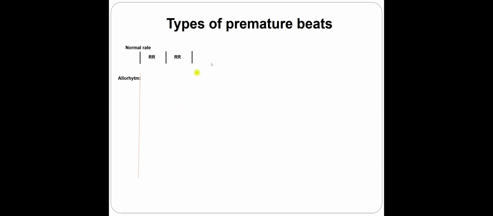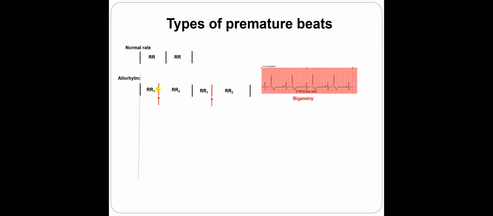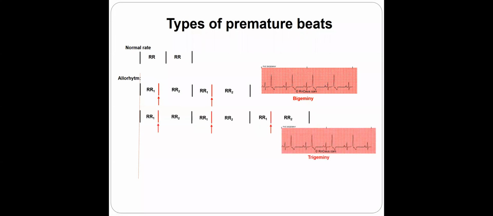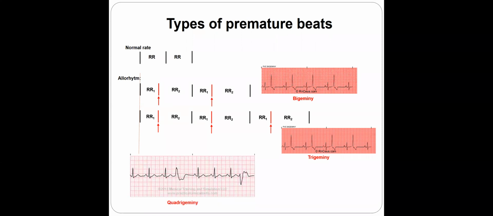Let's see another one. Let's continue with this premature beat. So far we were talking about only one beat, but this beat can come regularly. For example, let's look at this one. Every second beat is a premature beat. This red line indicates the premature beat. That's called bigeminy. You do see that this is short, long, short, long, short, long. If you do have every third beat as a premature beat, that's called trigeminy, or every fourth one, that's a quadrigeminy.